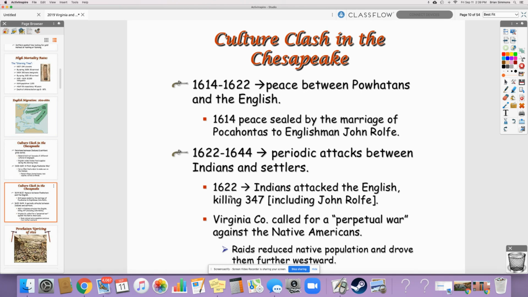Because of this attack in 1622, the Virginia Company will call for a perpetual war against Native Americans, and after that, Virginia will be taken over by the British government and become a royal colony. So at that point in time, the Virginia Company no longer controls Jamestown in that area. It's now going to become a royal colony, which means that the king is in charge and Parliament has to look over what's happening there.